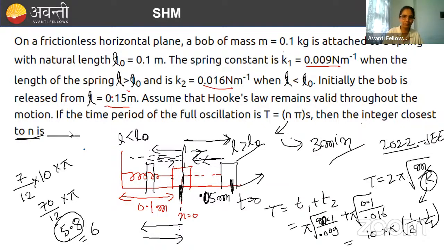For half of the time you needed to take k equal to 0.009, and for half of the time you needed to take k equal to 0.016. So the formula for the whole time period is 2 pi root m by k. Half of the time you are taking k as that, so for half you will not write 2 pi, you will write pi into root m by k. Okay? So that was the thing.